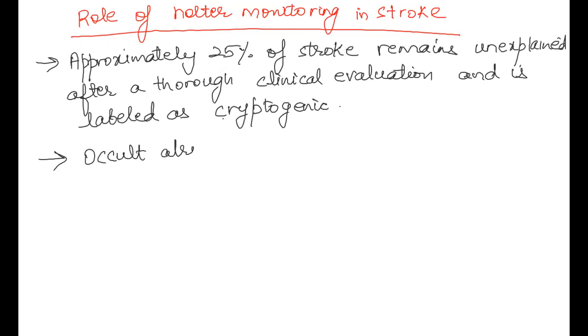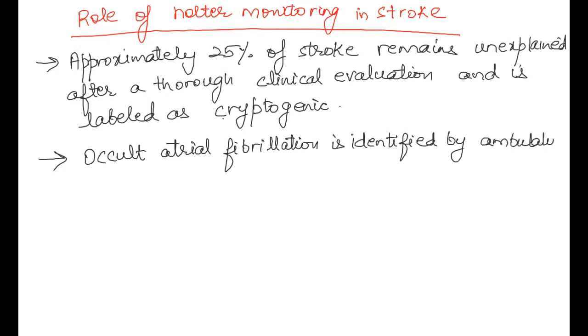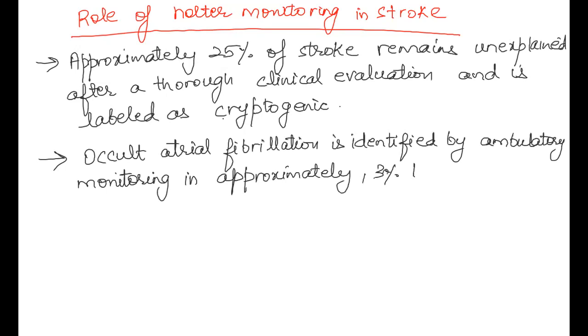Occult atrial fibrillation is identified by ambulatory monitoring in approximately 3% to 8% of patients with cryptogenic stroke.